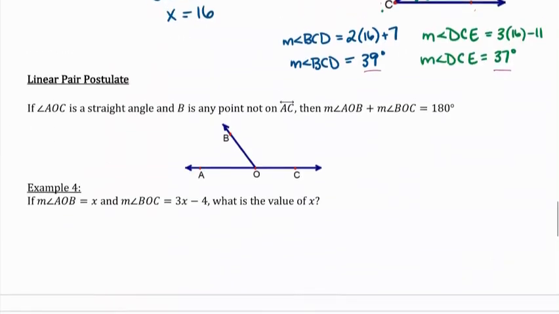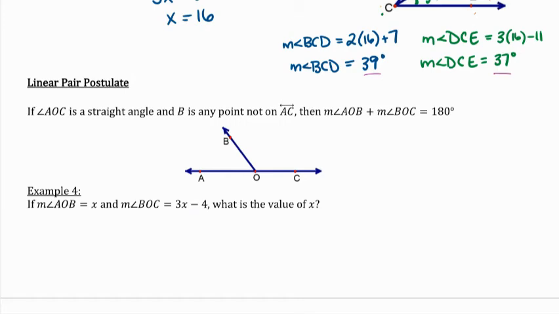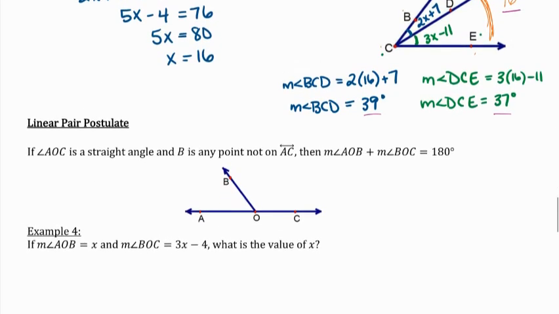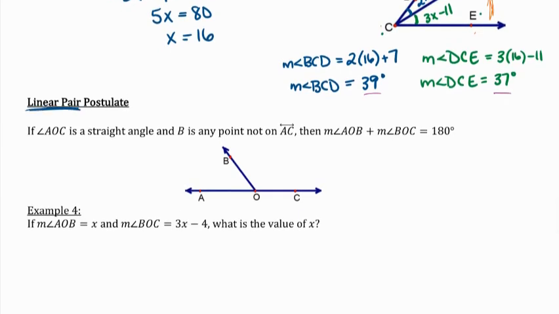Our next one is very similar to the segment addition postulate, but it's special. It's a special version of the angle addition postulate, not segment. So angle addition postulate just tells us when they're next to each other, we add them up to get the whole thing, right? A linear pair is when you have two angles that are next to each other. They're adjacent angles, but they add up to 180 degrees. They make a straight angle. Okay, so our linear pair postulate is for straight angles. So a linear pair are two adjacent angles that make a straight angle.